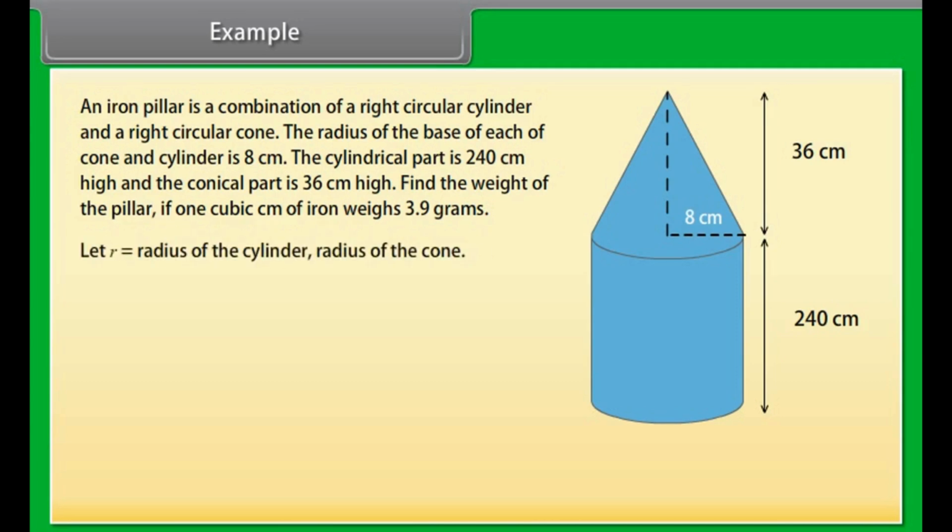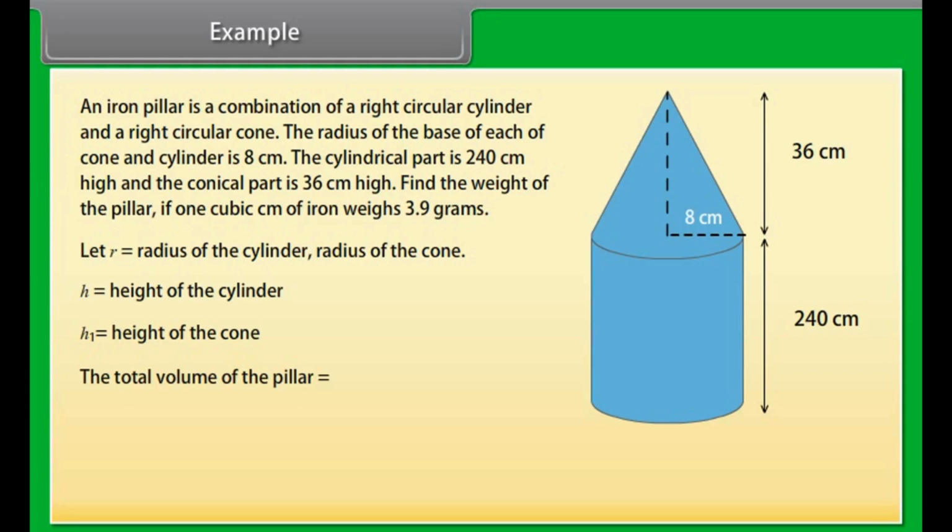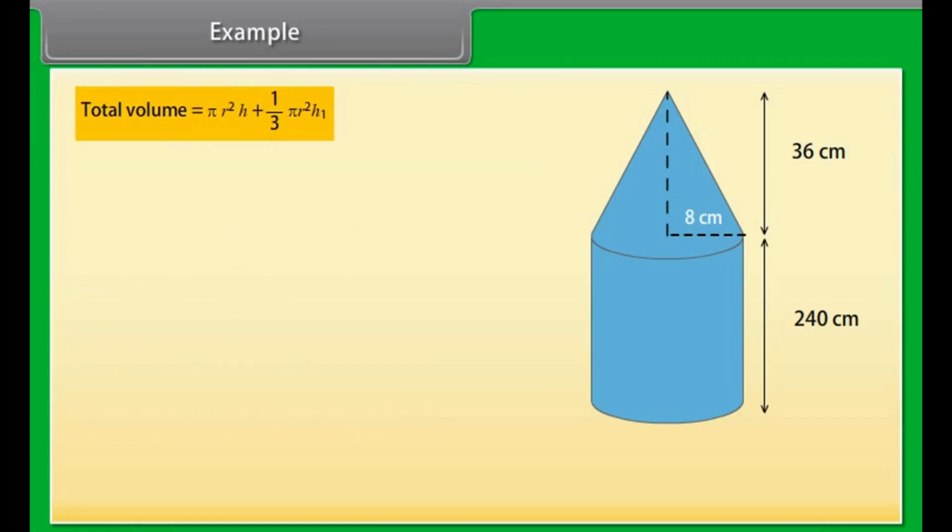Solution. Let R be the radius of the cylinder and the cone. H is the height of the cylinder. H1 is the height of the cone. We know that the total volume of the pillar is equal to the volume of the cylinder plus the volume of the cone. Therefore, total volume is equal to pi r square H plus 1 by 3 pi r square H1. This is equal to pi r square into H plus 1 by 3 H1.